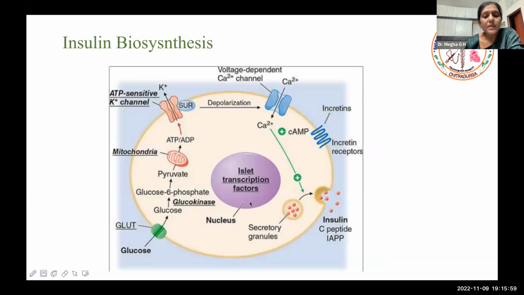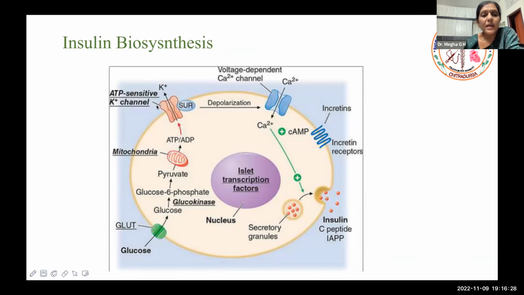Coming to insulin biosynthesis, glucose of more than 70 milligram per deciliter is a trigger point for the synthesis of insulin. The plasma glucose is taken up into the beta cells of the islets of the pancreas by glucose transporters, where intracellularly glucose is converted into glucose 6-phosphate through glucokinase. In the mitochondria, it is metabolized into pyruvate with release of ATP and ADP.